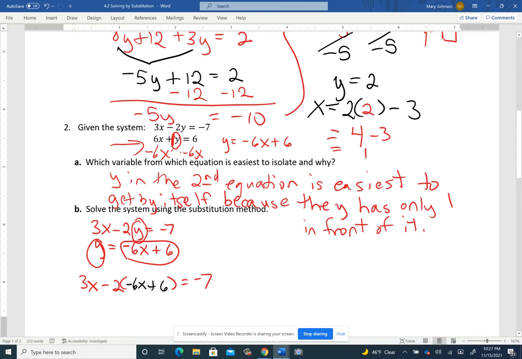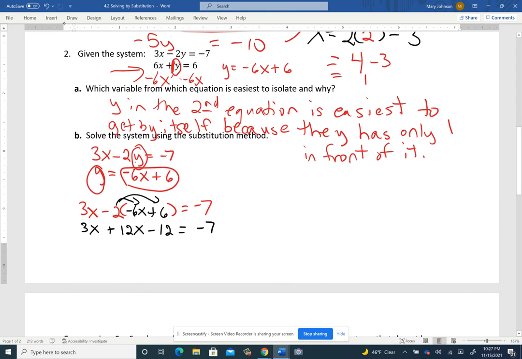Okay, so I'm going to distribute at this point, because now my equation just has x's in it, so I'm working on just using what I learned in chapter 2. I'm going to distribute. Then, since 3x and 12x are on the same side, I'm going to combine these like terms here and get 15x.